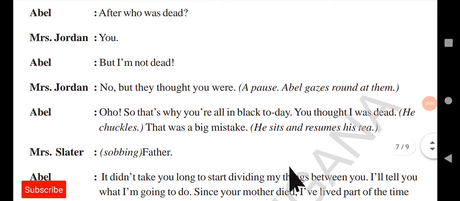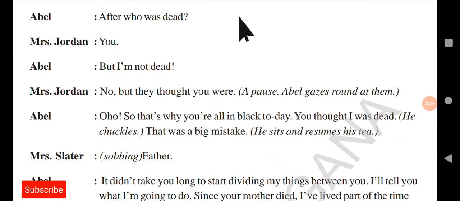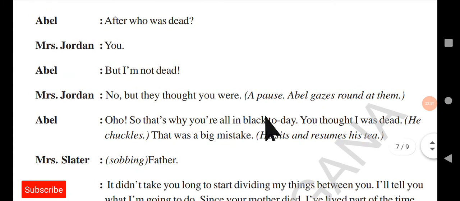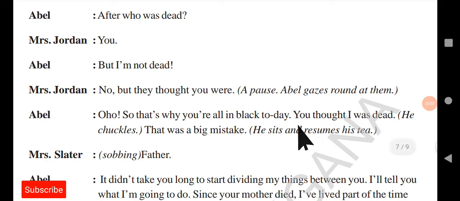Abel Meriwether: After who was dead? Jordan: You. Abel: But I'm not dead. Jordan: No, but they thought you were. A pause. Abel gazes around them. Abel: Oh, so that's why you are all in black today. And you thought I was dead? He chuckles. That was a big mistake. He sits and resumes his tea.